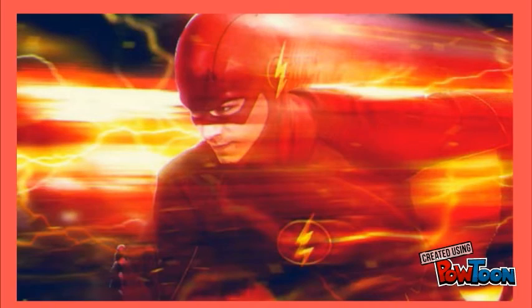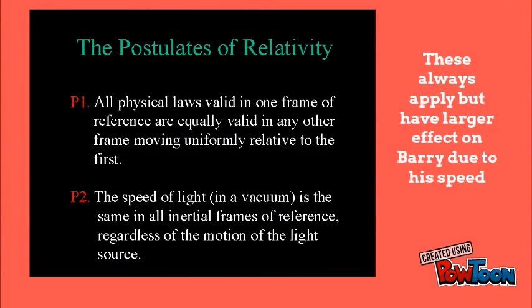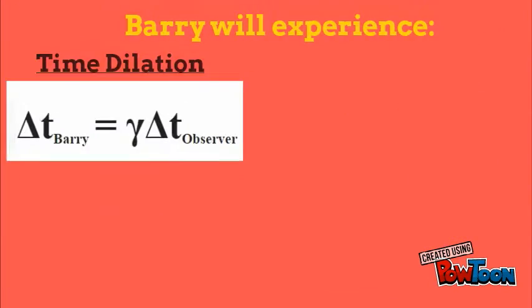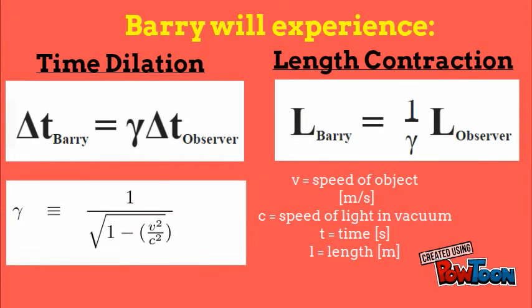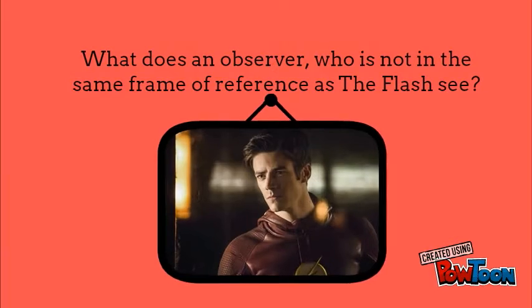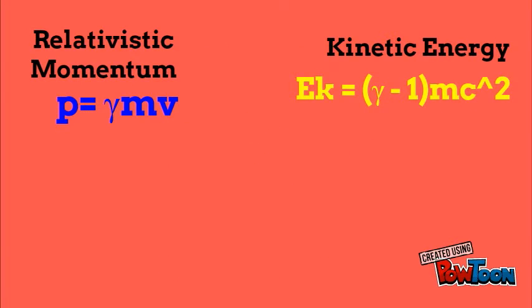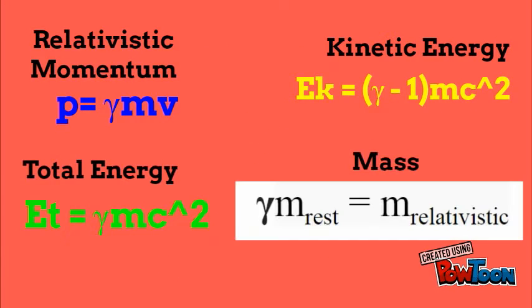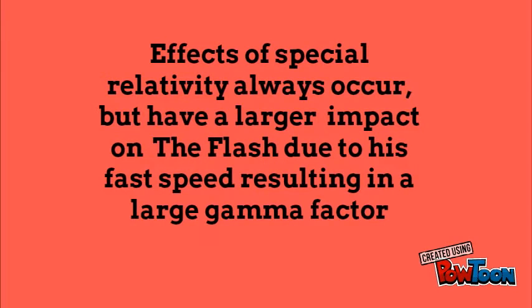At high speeds, Barry's surroundings change and Einstein's postulates of special relativity apply. Barry will experience a significant time dilation and length contraction, while the others around him will see him with relativistic momentum, kinetic energy, total energy, and mass, because his high speed will result in a large factor of gamma.